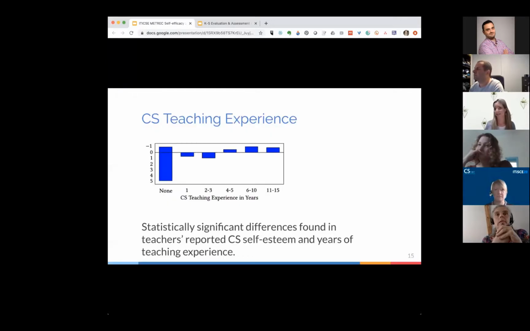So apparently mastering CS at the industry level takes around 10,000 hours or full-time working years. And so we were curious, does teaching experience in CS impact on self-esteem? So unsurprisingly, teachers with no CS teaching experience have significantly lower self-esteem in CS than other groups. Although it wasn't significant, we did notice that perhaps teachers start to build their self-esteem after 4 years, but it's worth further exploration around that.